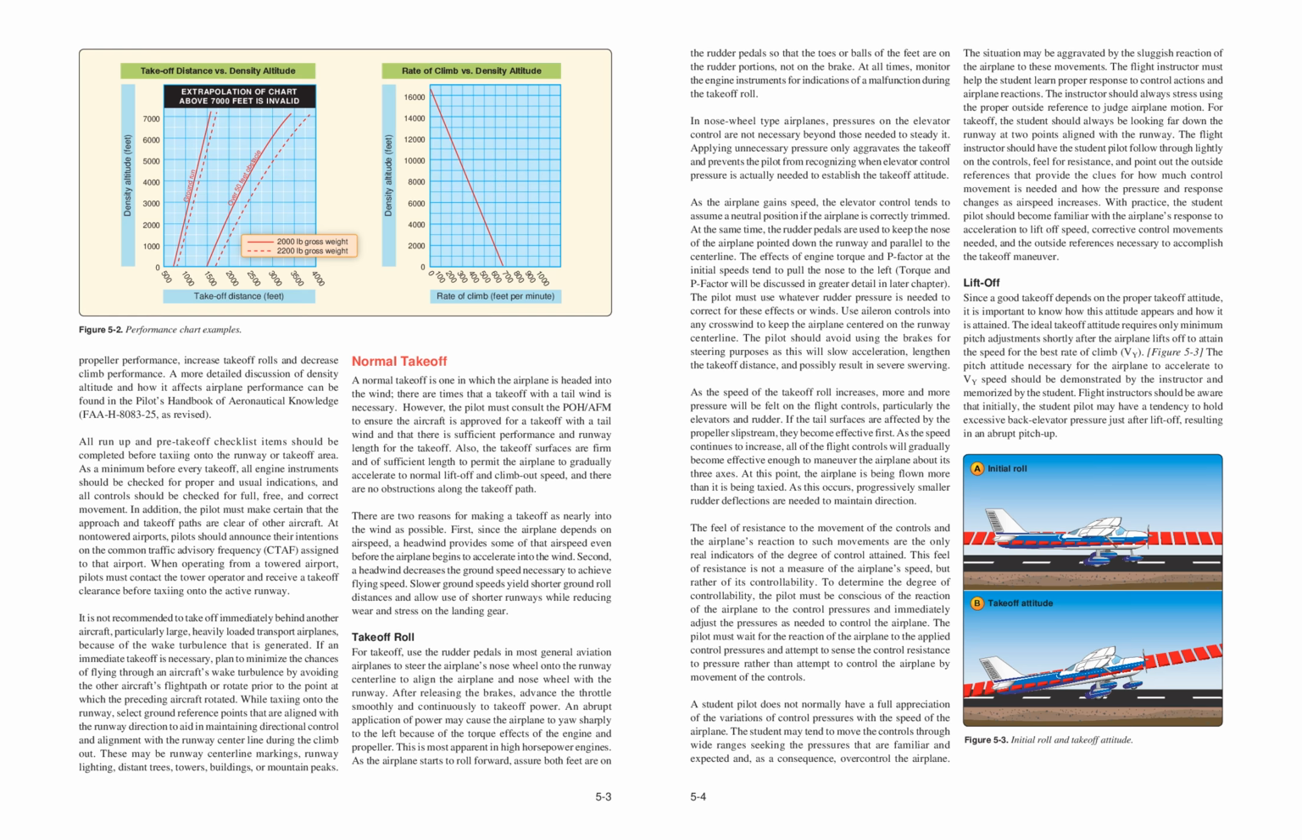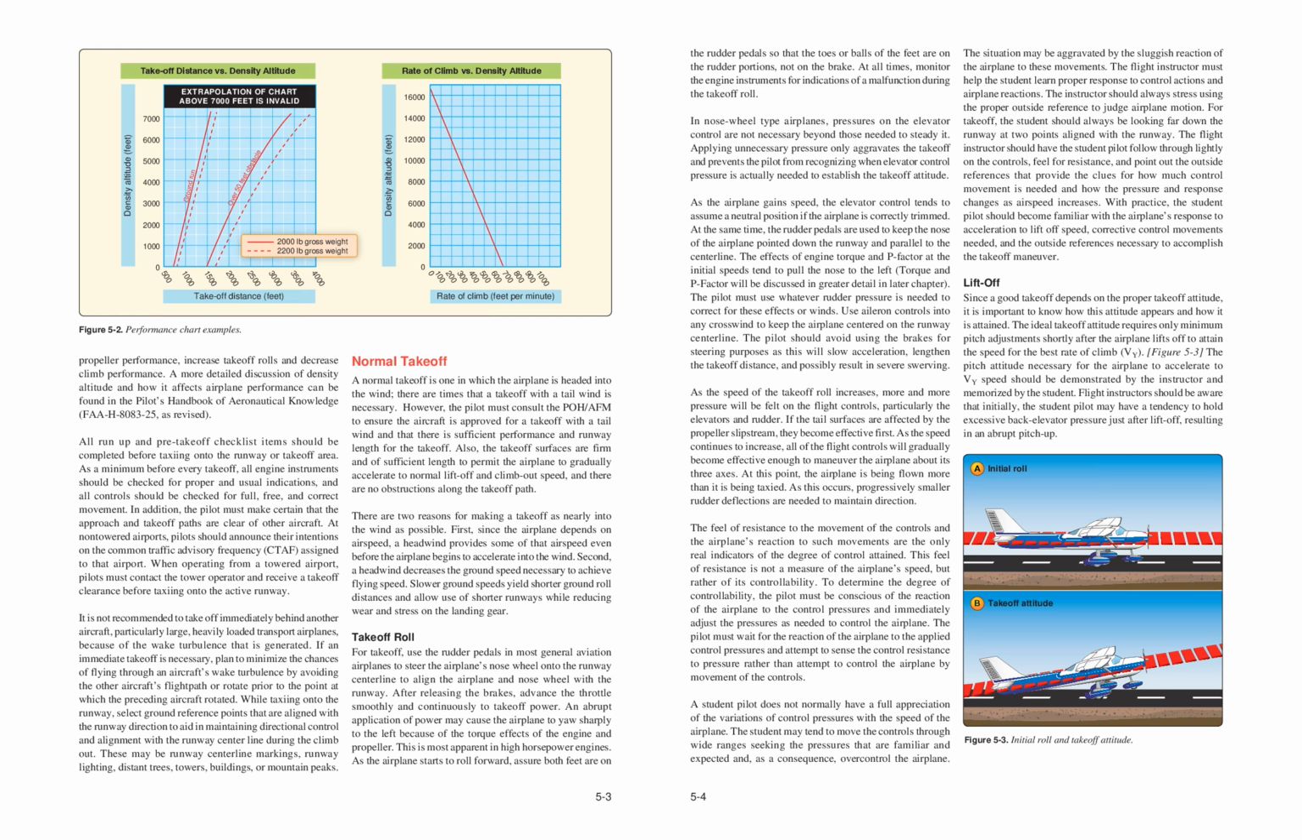5-4. The situation may be aggravated by the sluggish reaction of the airplane to these movements. The flight instructor must help the student learn proper response to control actions and airplane reactions. The instructor should always stress using the proper outside reference to judge airplane motion. For takeoff, the student should always be looking far down the runway at 2 points aligned with the runway.